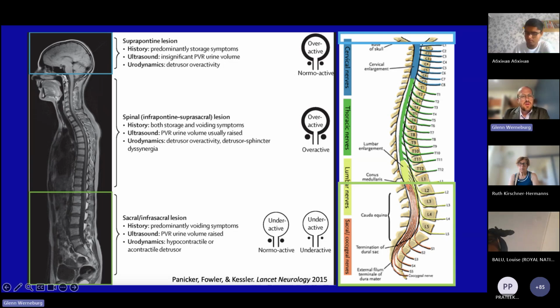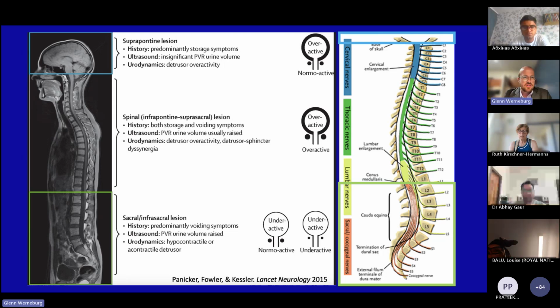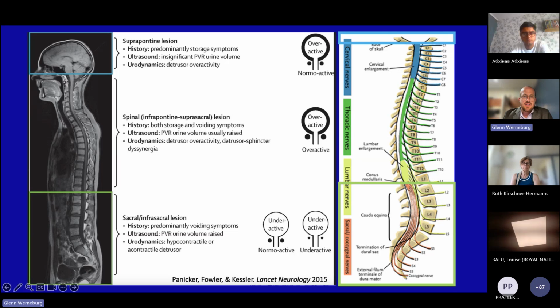Patients with the sacral or infrasacral lesion, in other words below that suprasacral level, have predominantly voiding symptoms. Their PVRs can be raised. On urodynamics, they may have a hypocontractile or an acontractile detrusor or bladder. You can see the two scenarios in the schematic: underactive bladder with a normoactive sphincter, or underactive bladder with an underactive sphincter. So that's why these patients may have an increased post-void residual volume, and oftentimes that may also not be the case.